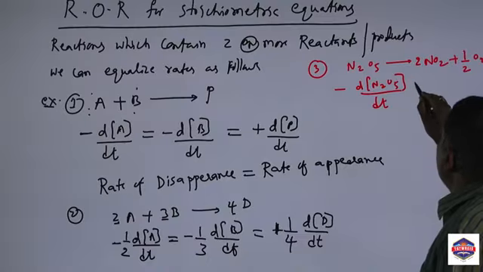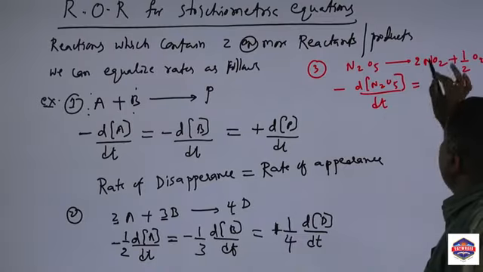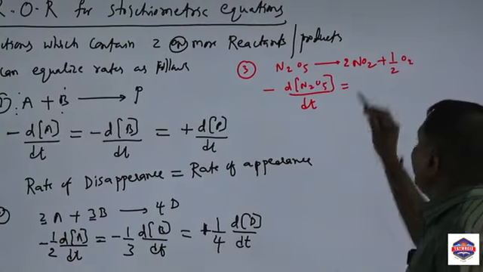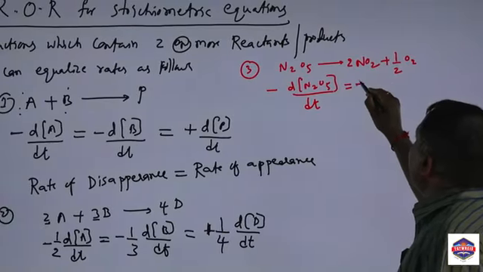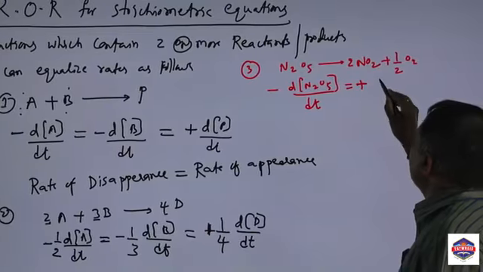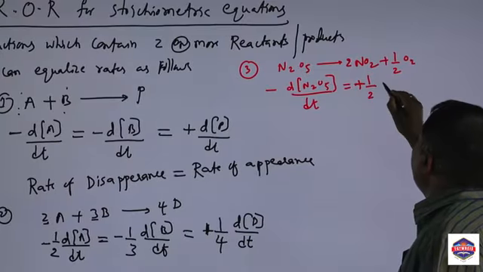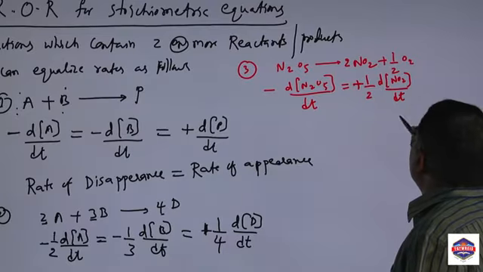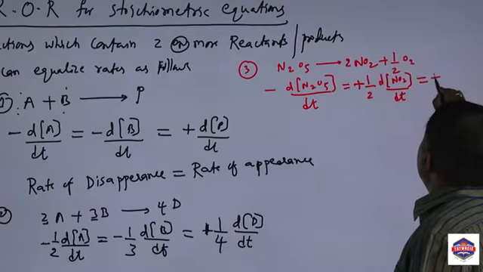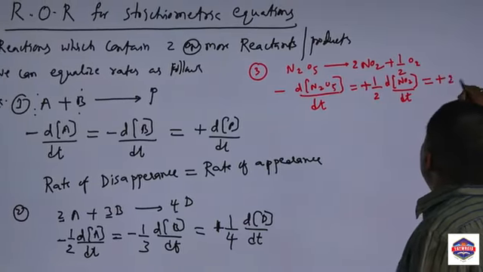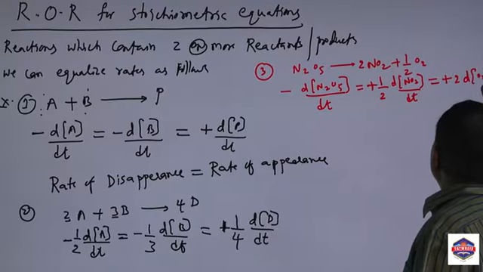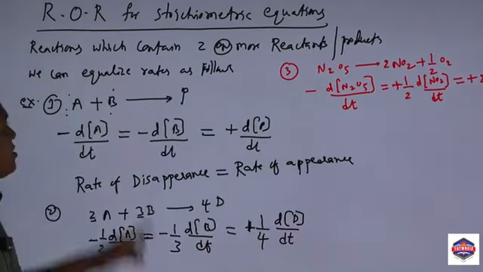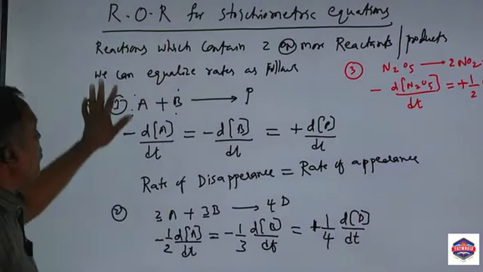But here we have 2 moles. For 1 mole, the rate of N2O5 is equal to the rate of 1 mole of NO2, but here we have 2 moles. Therefore, since it is a product, we place a positive sign, and the reciprocal of 2 is 1 by 2, dNO2 by dt. This is the rate of NO2, and it is equal to the positive reciprocal of 1 by 2, which is 2, so 2 into dO2 by dt. This is the way to write stoichiometric rate equations for reactions which contain 2 or more reactants or products.